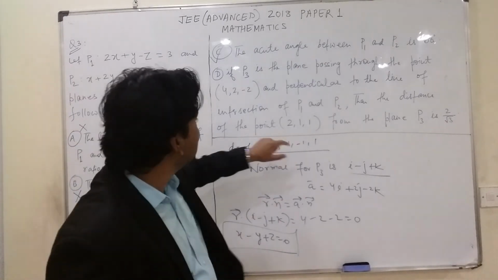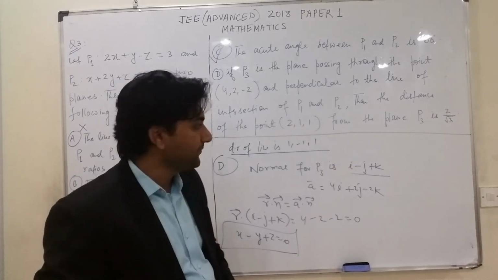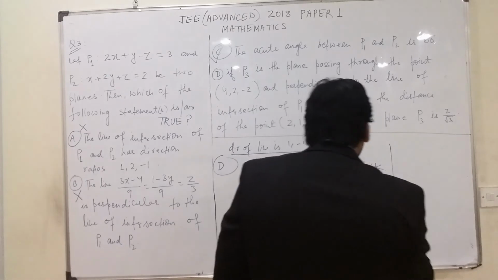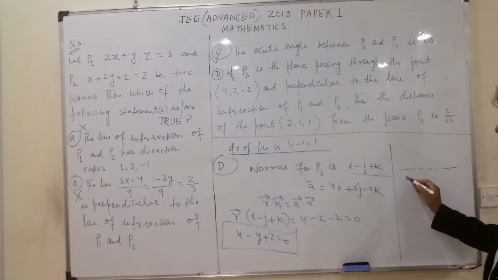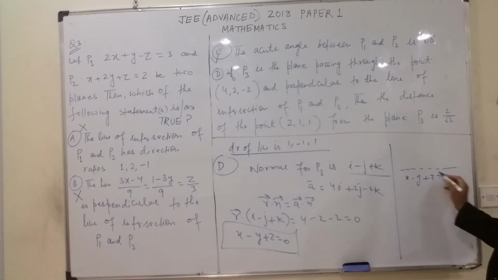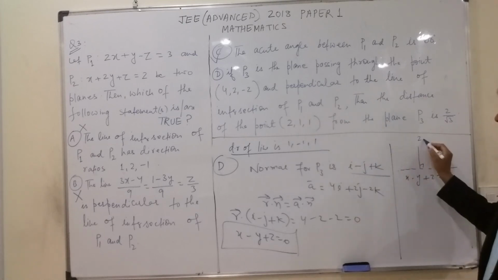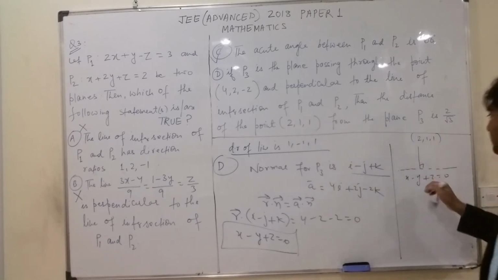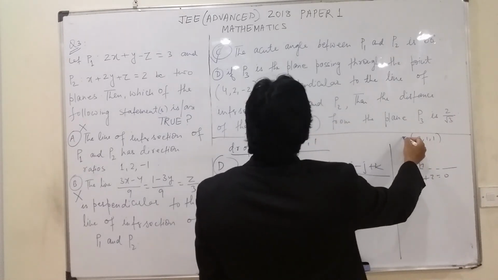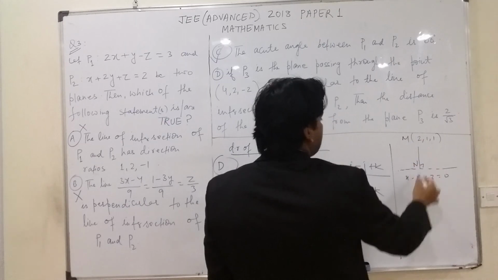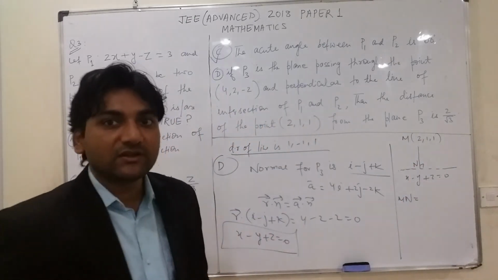The question is, then the distance of the point this from the plane P3 is 2 over root 3. So now this is my plane, x minus y plus z equals 0, and this is a point, the point 2 comma 1 comma 1. So we need to find the perpendicular distance. If I say this is m and this is n, then we need to find mn, the perpendicular distance from that point to the plane.